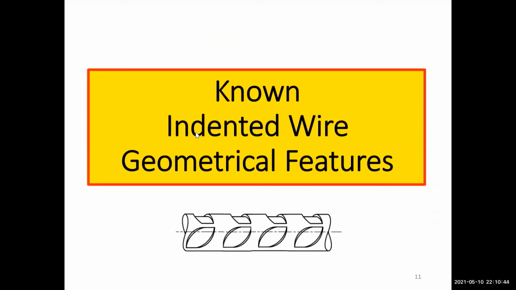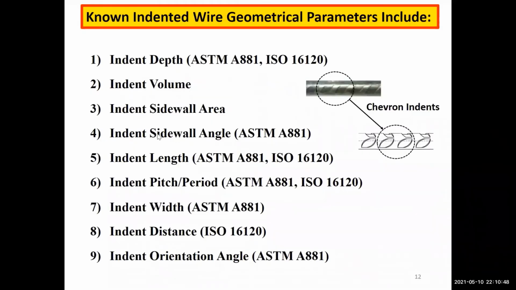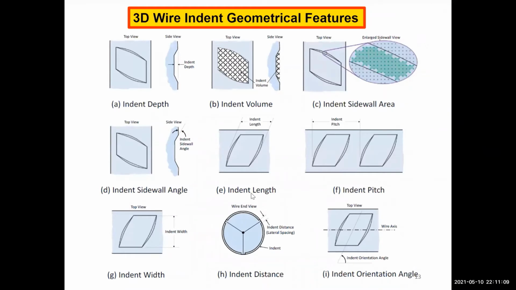Let's look at some of the known indented wire geometrical characteristics. This is kind of a list. Some of these you're familiar with, I'm sure: indent depth, volume, sidewall angles, and so on. There are a number of them mentioned in the two main standards, ASTM A881 and ISO 16120. We'll talk a little bit more about that later in the talk here.